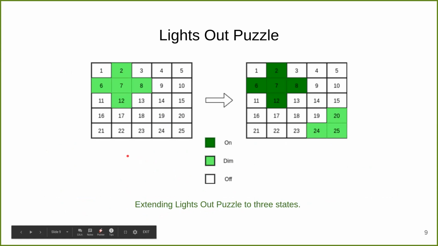And so we can extend this lights out puzzle to 3 states. We have an on, dim, and off state. For example, if we press the light 7, that would turn 2, 6, 7, 8, and 12 to dim. And if we were to press 7 again, then 2, 6, 7, 8, and 12 would turn on. And if we were to press 25, then 20, 24, and 25 would turn to dim.